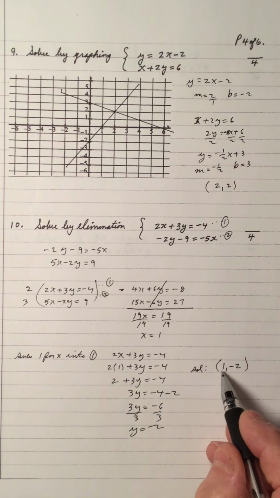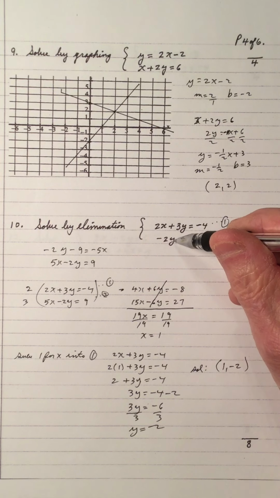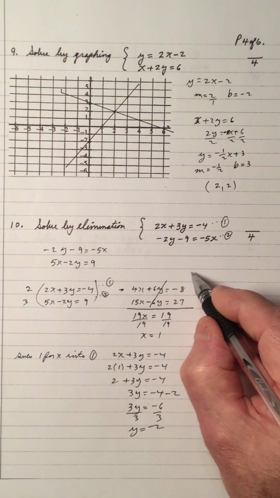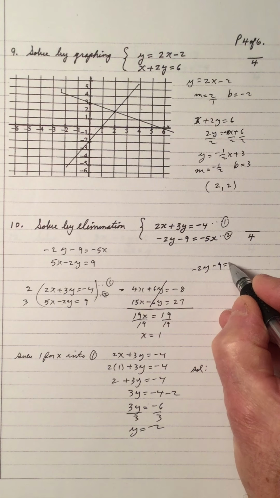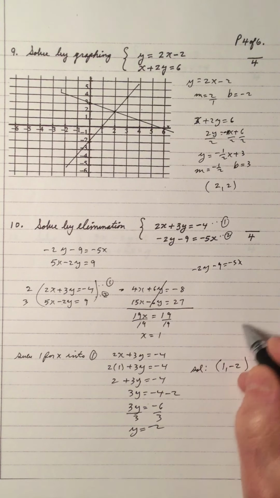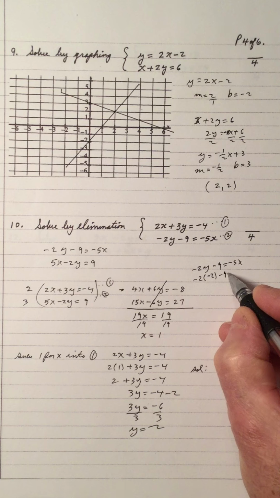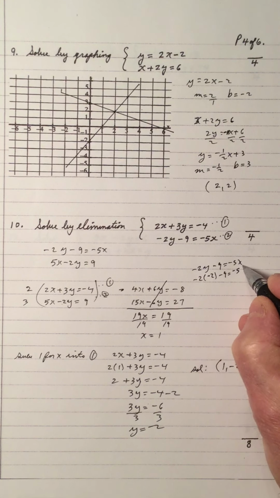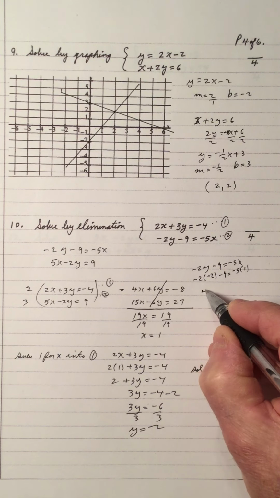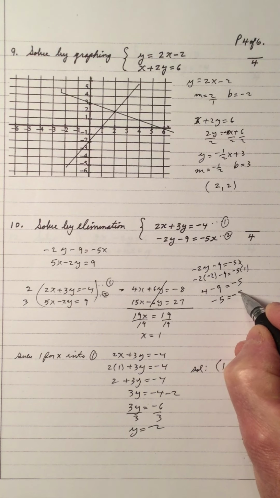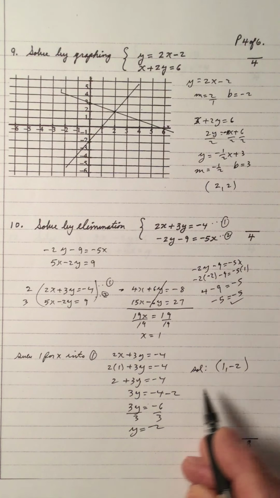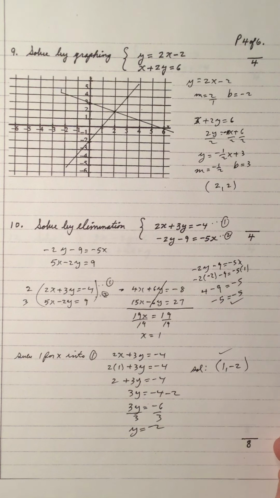X is 1. So if you want to check, let's take the second equation and sub in: negative 2y minus 9 is negative 5. So y is negative 2 and x is 1. That's 4 minus 9, negative 5. Negative 5 equals negative 5. So we put it in, we found the answer in number 1. So checking with number 2, everything is okay. So that's the solution.